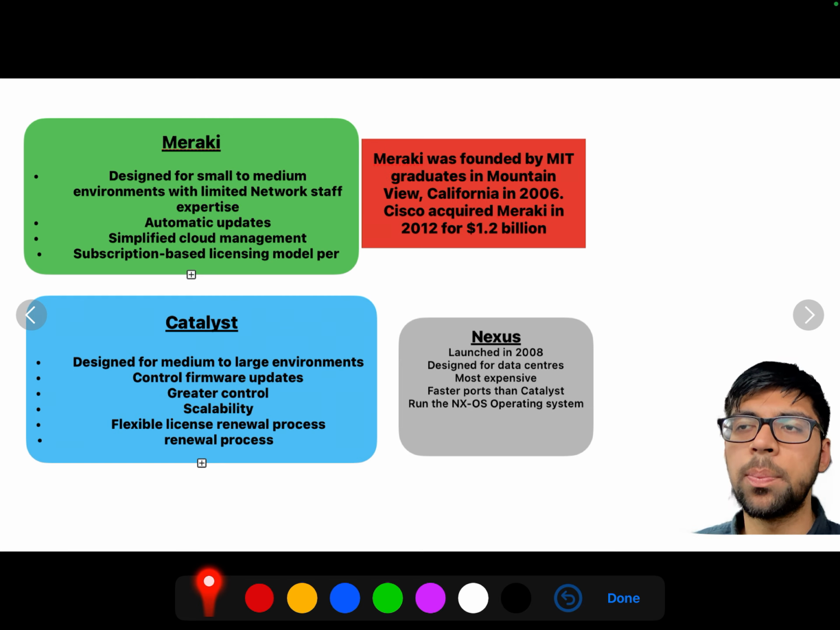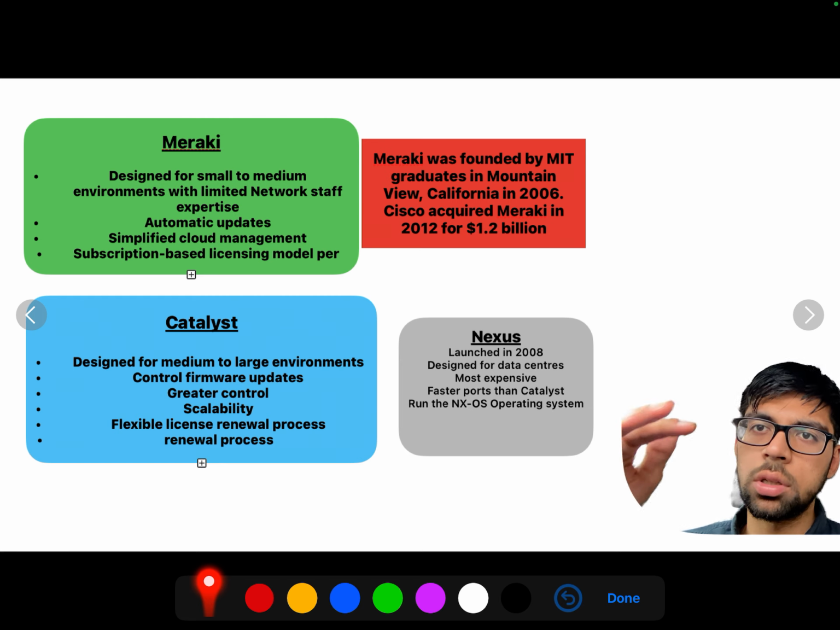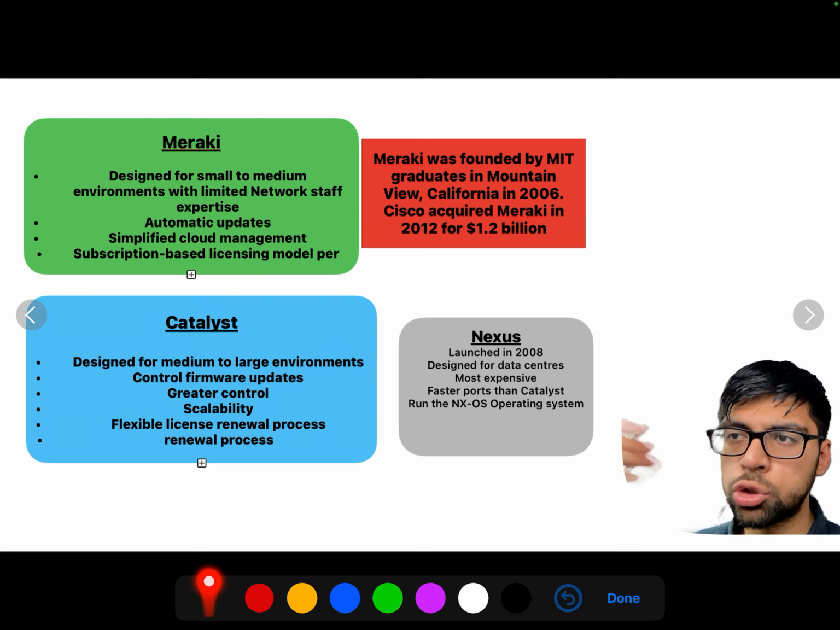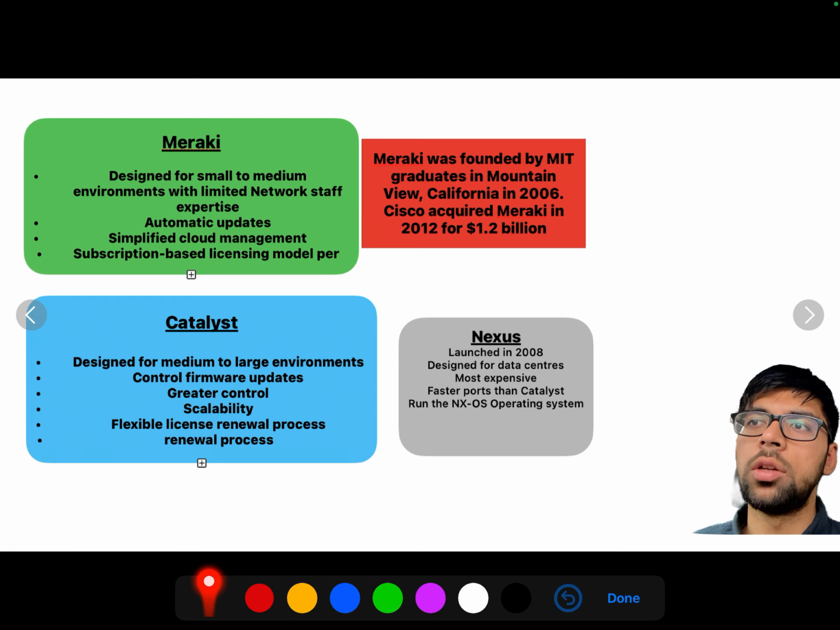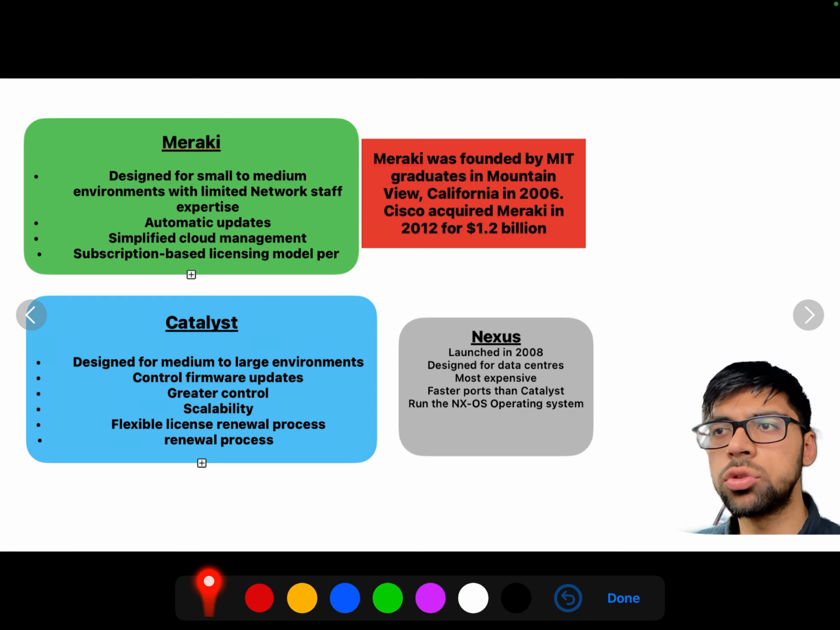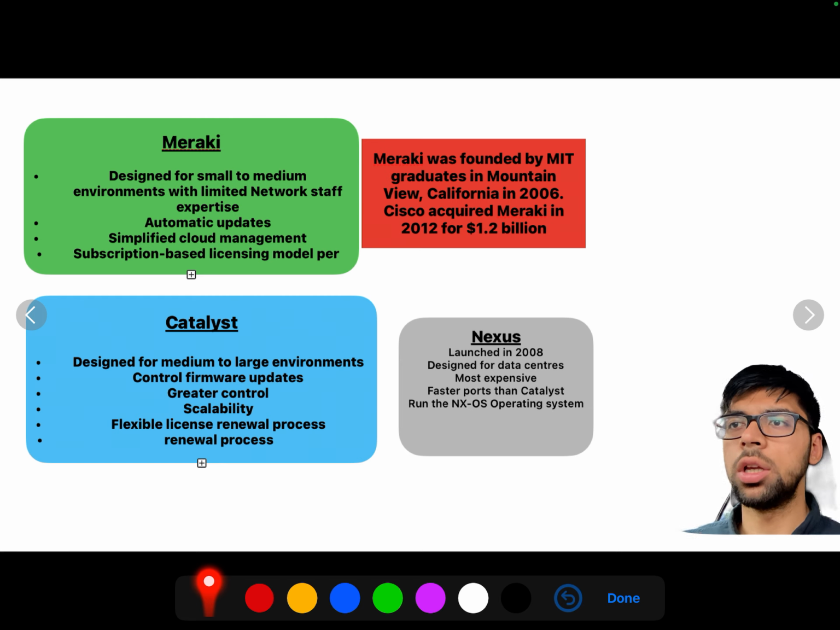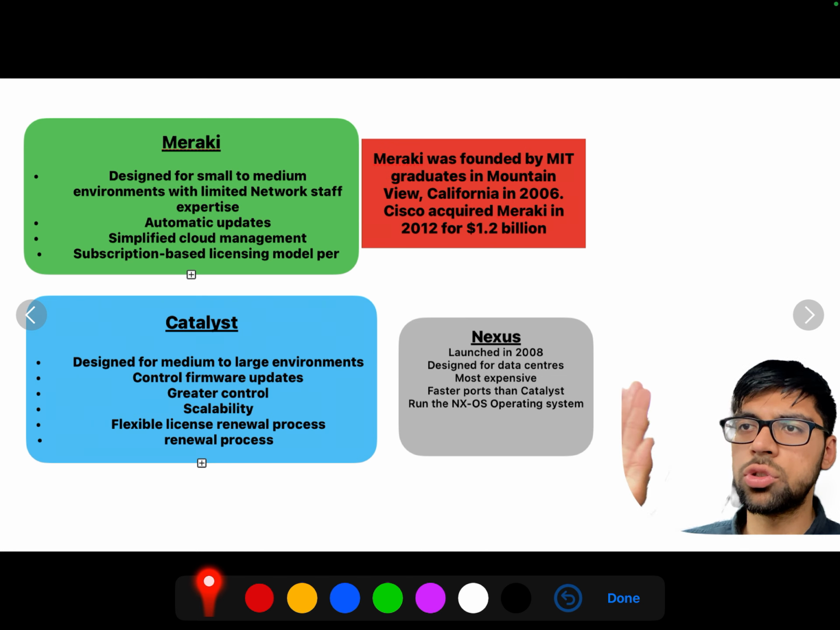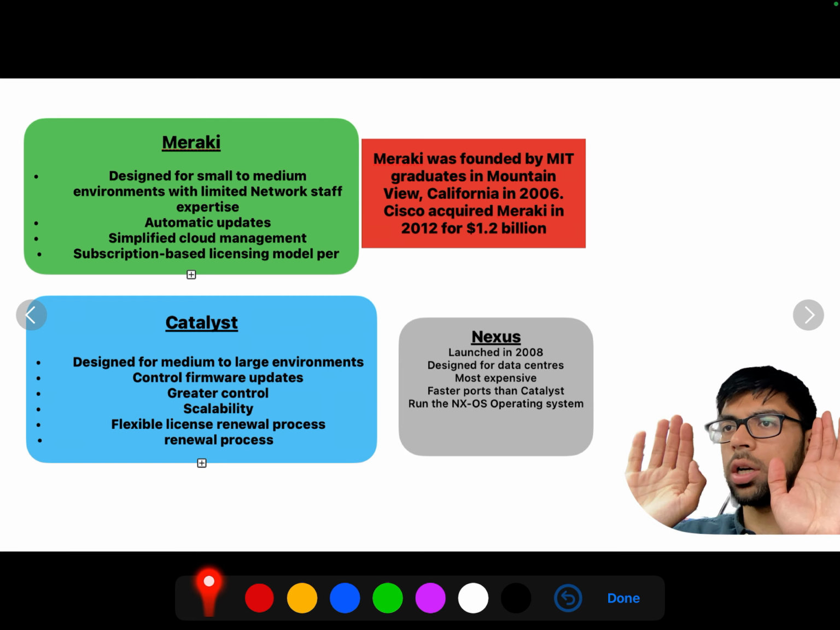So that's Meraki, for small to medium business environments. Catalyst is designed for medium to larger environments, and there is more control for the IT team. You need network expertise to be able to manage and interact with Catalyst switches, but you have more control, which is great. There's lots of scalability with Catalyst, and the licensing is more flexible, like I said. If your Catalyst switch falls out of license, it will still operate, but with Meraki it ceases to operate. You don't want to have that situation where your switches cease to operate.